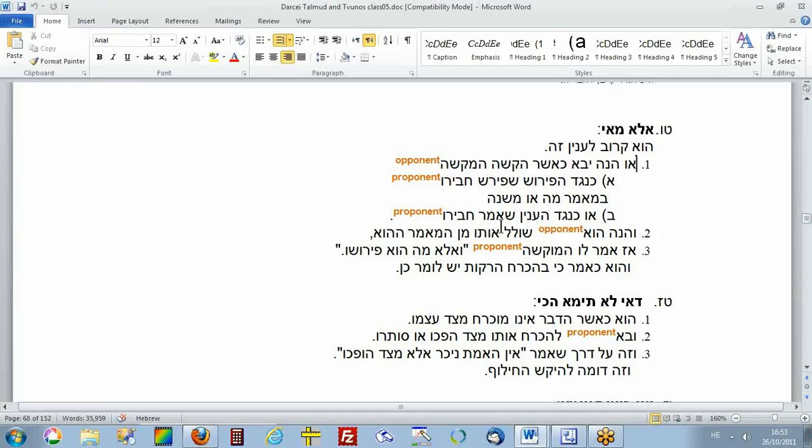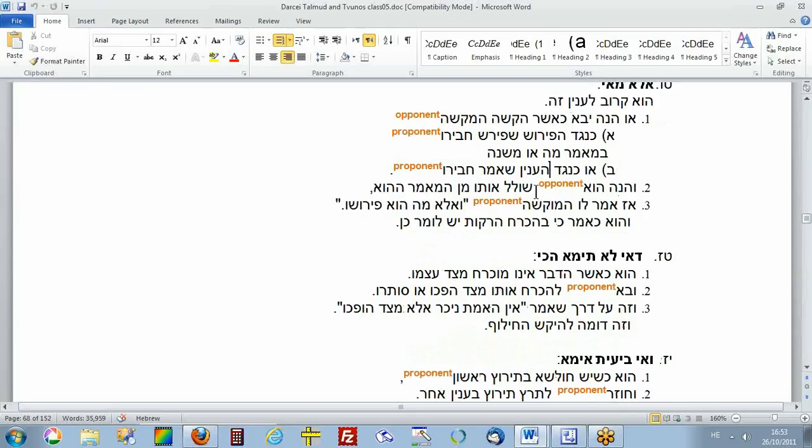O keneged inyan shomachara, or it doesn't have to be a text, it could be a concept that his friend holds. Occasional midas or whatever. Vihine hu sholel also min amamrahu. The opponent now is going to say that interpretation cannot be. As omru lo hamaksha. So now here the proponent comes back and says, very good, you knocked out my explanation of the text. Velamahu perisho. But now you have no explanation.